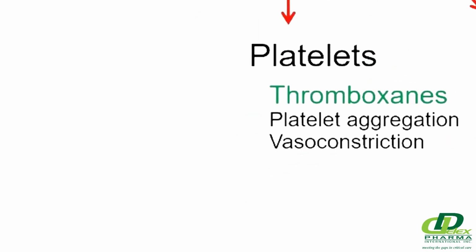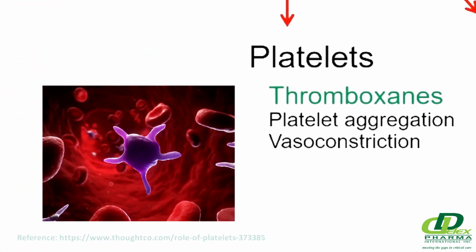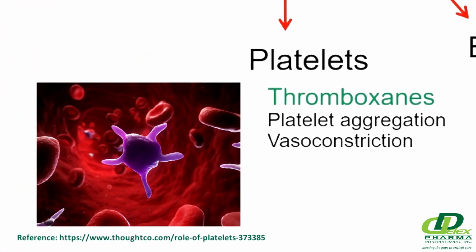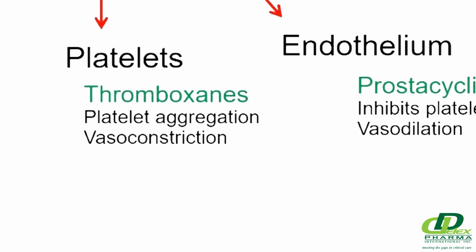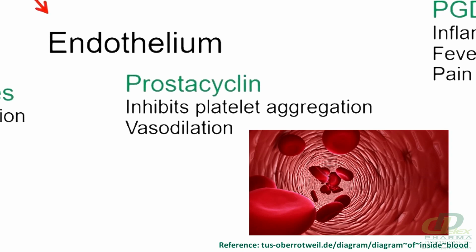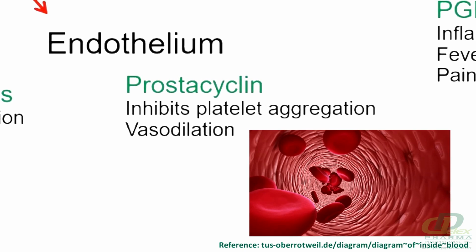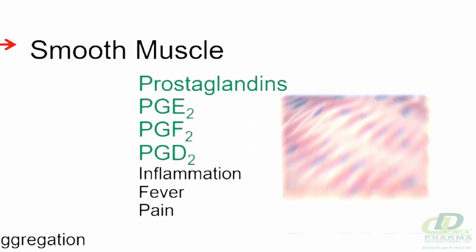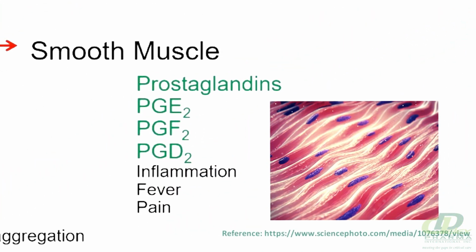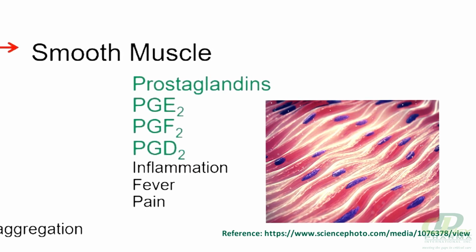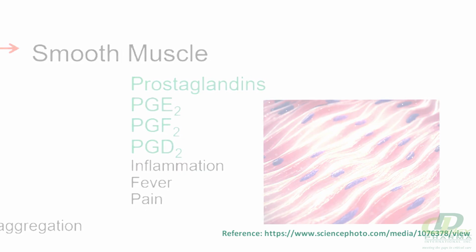In the platelets, thromboxane is produced. As we all know, thromboxanes are responsible for platelet aggregation and thrombosis. In the endothelium, PGI2 or prostacyclin is generated, and this inhibits platelet aggregation and causes vasodilation. In the smooth muscle, prostaglandin E2, F2, and D2 are formed, which are all implicated in inflammation, fever, and pain.